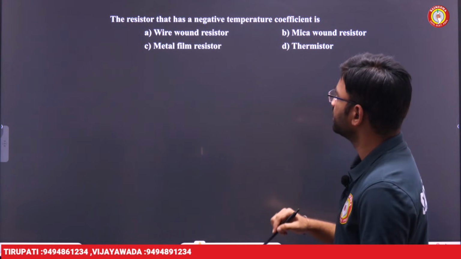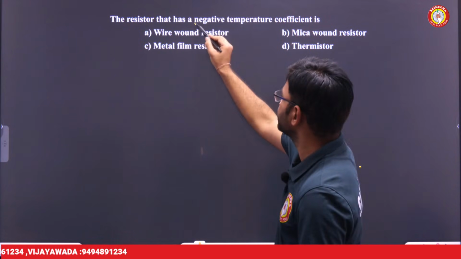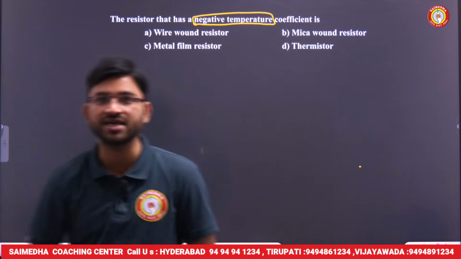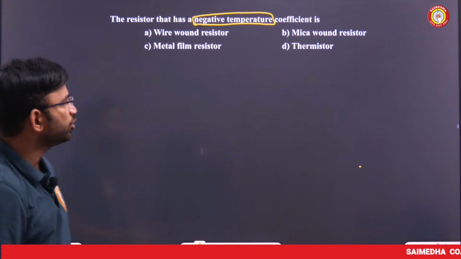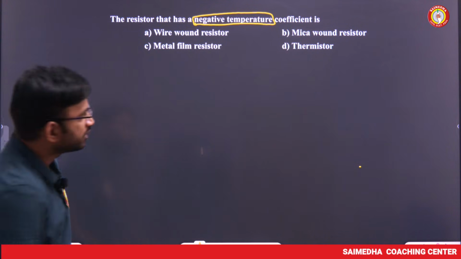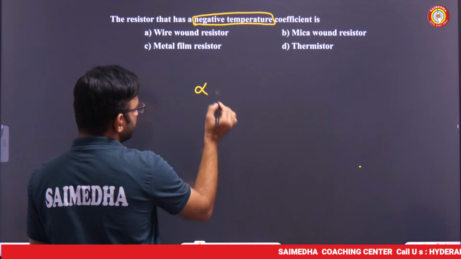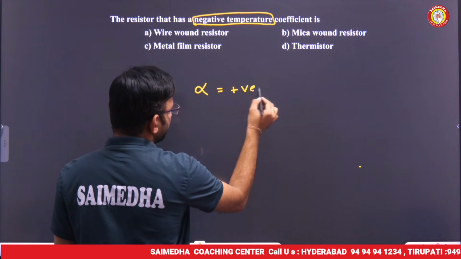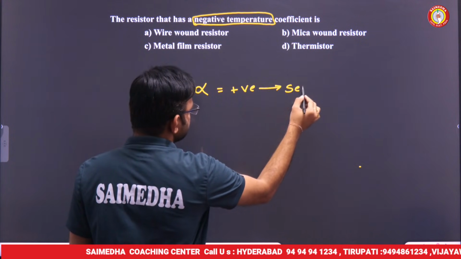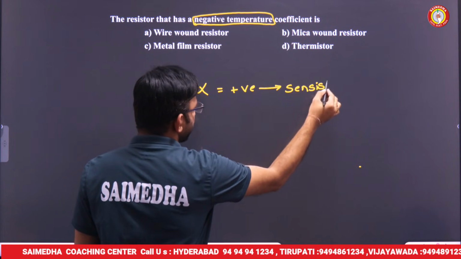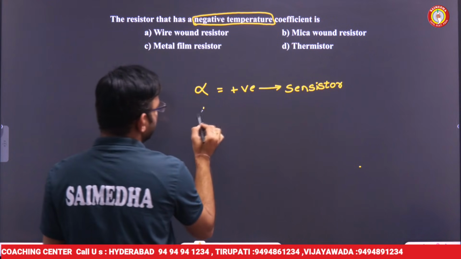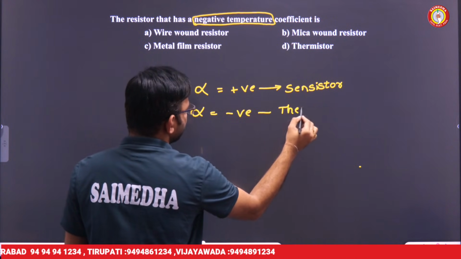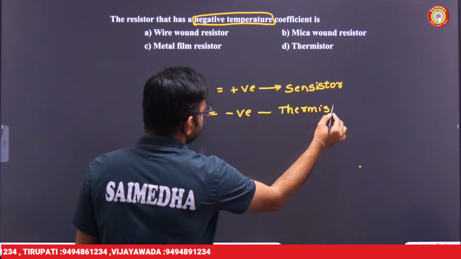Which of the following resistors has which temperature coefficient? They are asking which of the following has a negative temperature coefficient. You need to understand negative and positive temperature coefficients, sir. Positive temperature coefficient is for a posistor, sir, whereas negative temperature coefficient is for a thermistor, sir. Thermistor has the negative temperature coefficient.